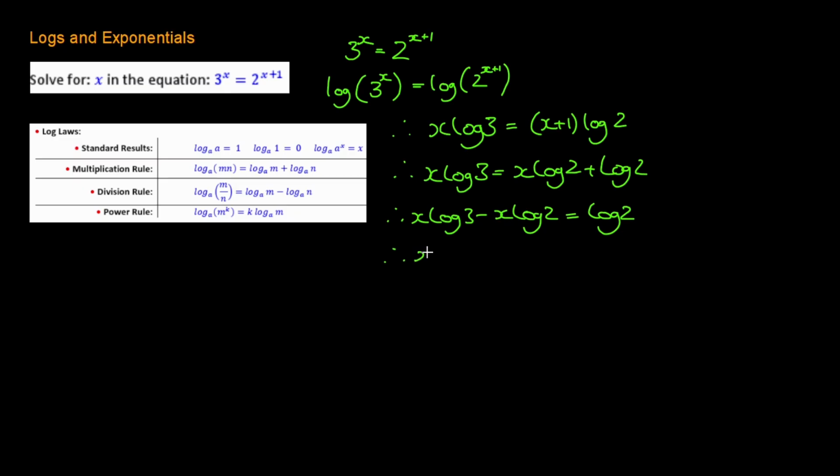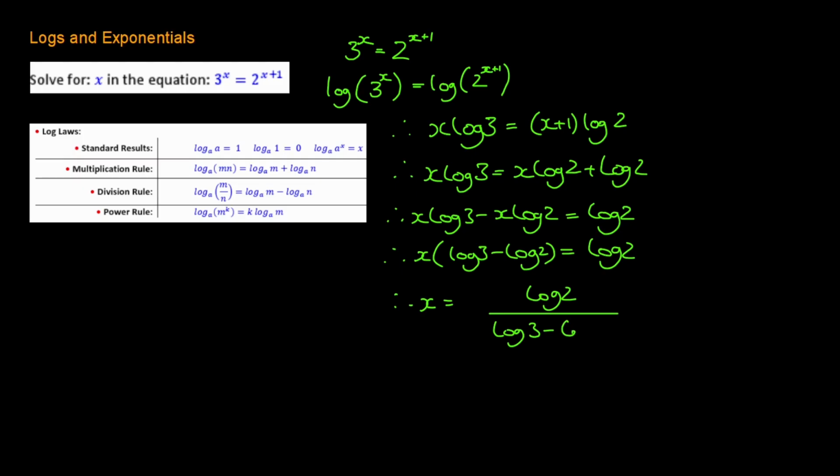Therefore, I can now take the x out as a common factor. This is (log 3 minus log 2), and this is equal to log 2. And therefore, x is equal to log 2 divided by (log 3 minus log 2).